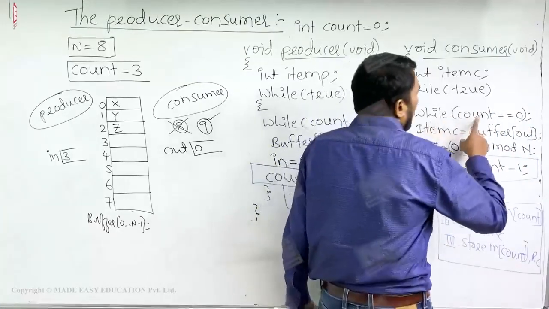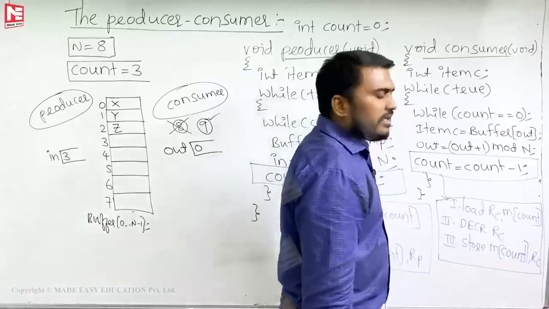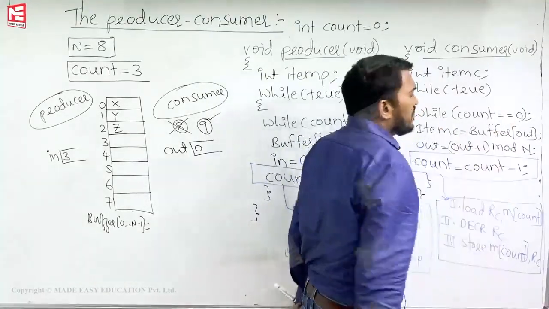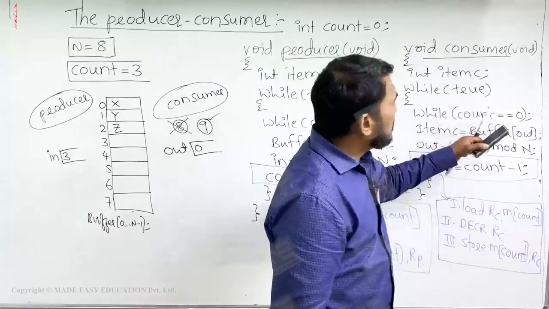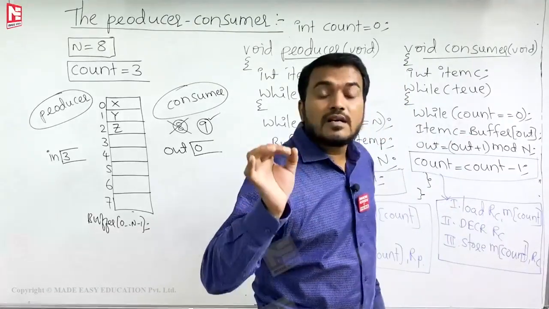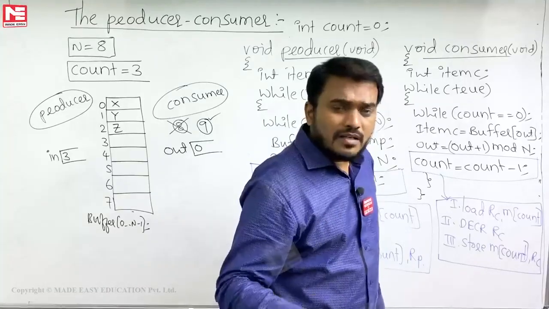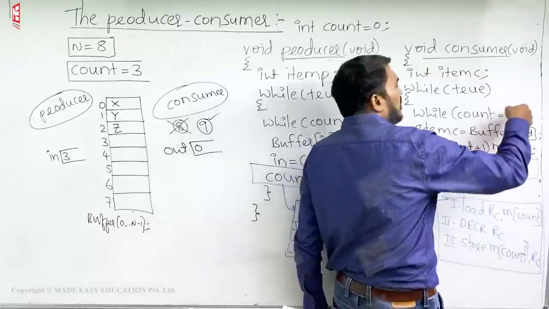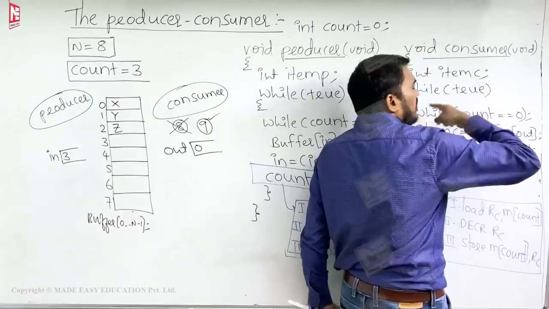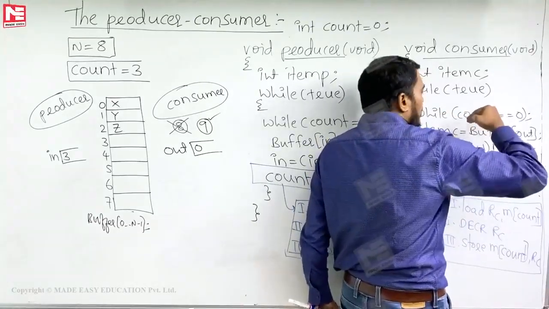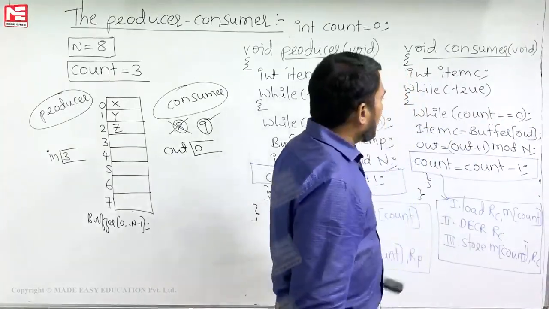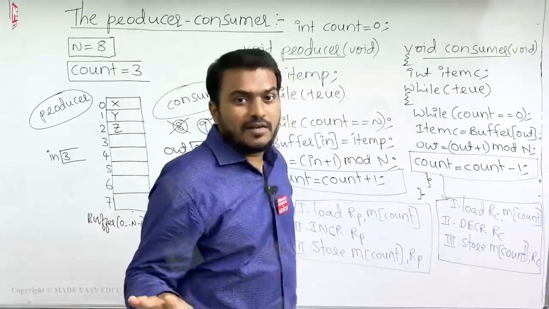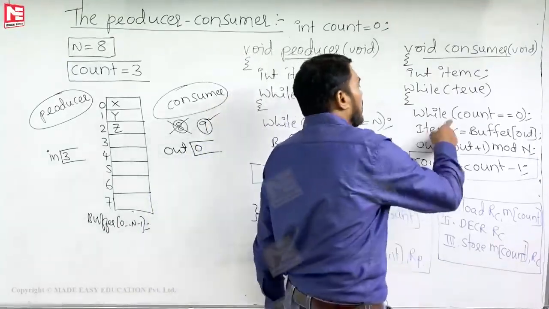So while count equal to 0, look here, you are having a semicolon there. What does it mean? If the count is 0, it means the buffer is empty. If the buffer is empty, is the consumer allowed or not allowed? Not allowed. So if the condition is true, the consumer will stop here and keep rotating in the while loop, and if the condition is false, it will execute the next statement. If the condition is false, it means the buffer is not empty, so then you can execute the next statement.